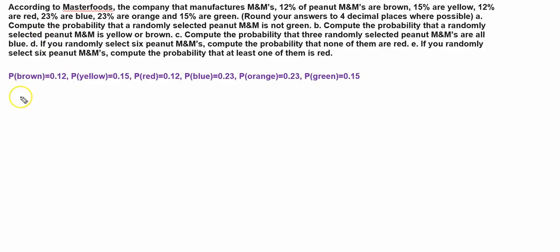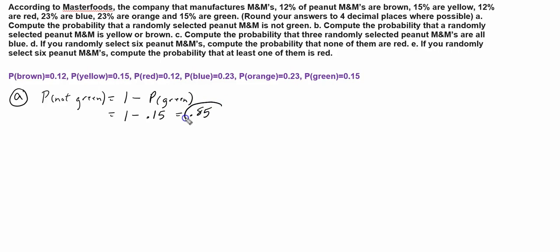So let's look at your part A. You want to compute the probability that a randomly selected peanut M&M is not green. Well, we can use the complement rule, and that's just going to be 1 minus the probability of the complement of not green, which means that it's green. So that would be 1 minus 0.15, which would be 0.85.